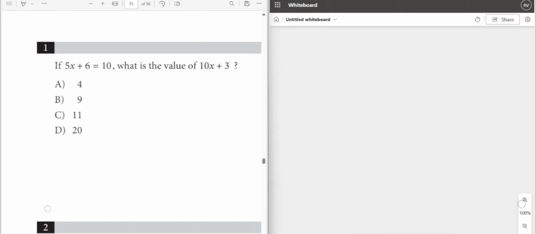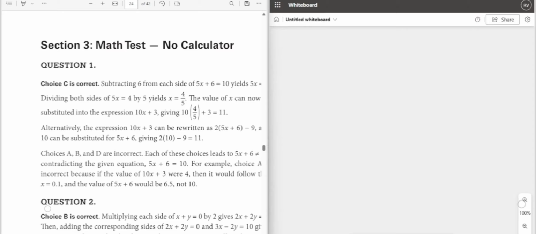All right, if 5x plus 6 equals 10, what is the value of 10x plus 3? The way that I would do it here is subtract 6 from both sides: 5x equals 10 minus 6, so 5x equals 4, and then x equals 4 over 5. Then you plug it into 10x plus 3. 10 times 4 over 5: the numerator is 10 times 4, which is 40, and 40 over 5 is 8. 8 plus 3 is 11.